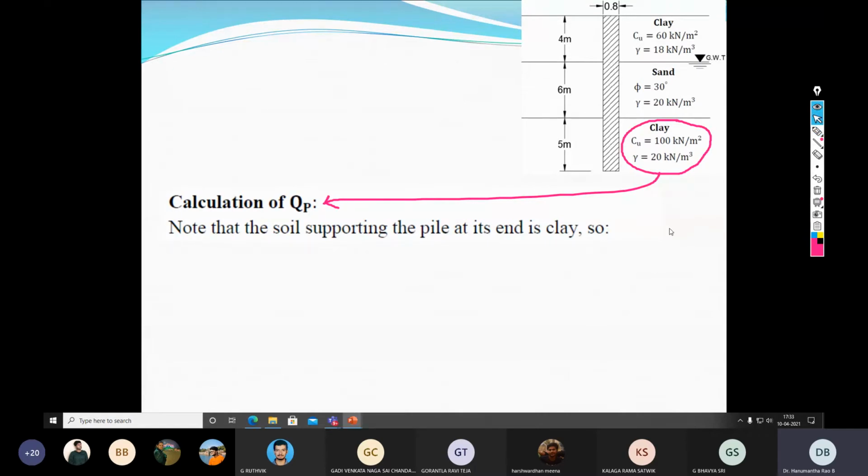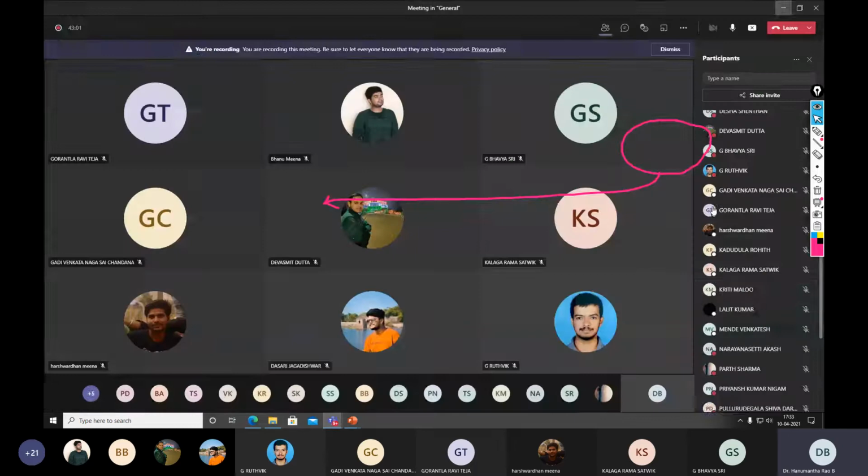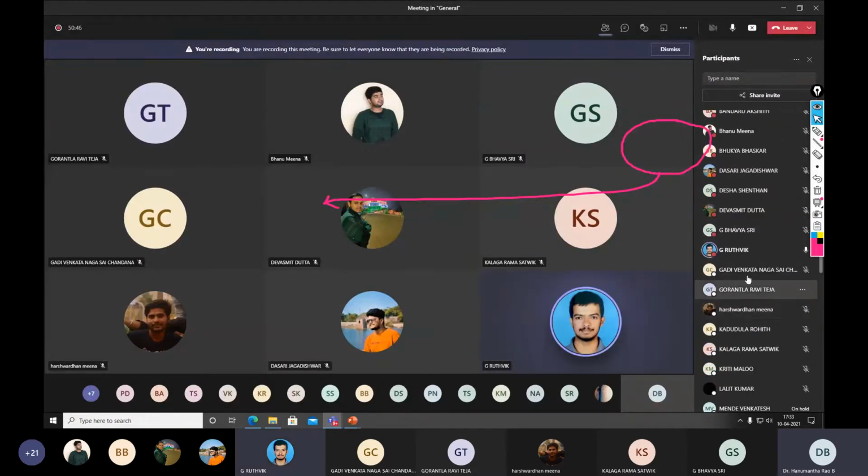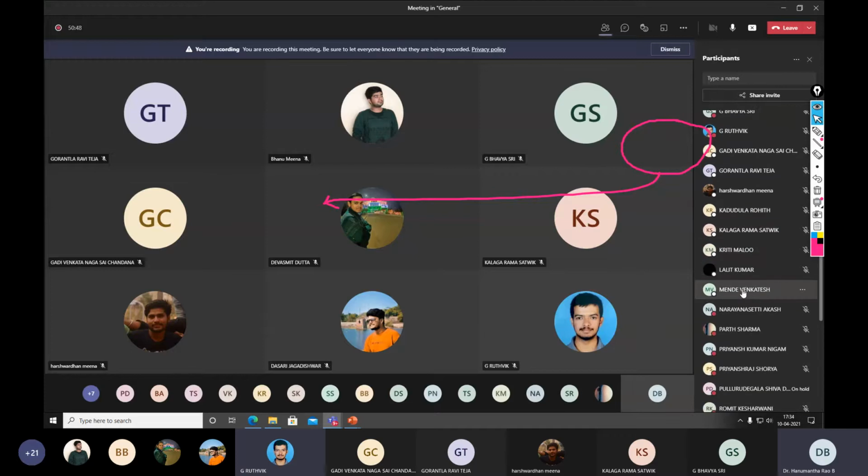So what is the equation? Which equation can we use for point bearing resistance now? What are all the different equations available? Different theories available for calculating the point bearing resistance? Anyone? Can you please refer to the handouts and tell me? CNC plus QNQ. CNC plus QNQ.